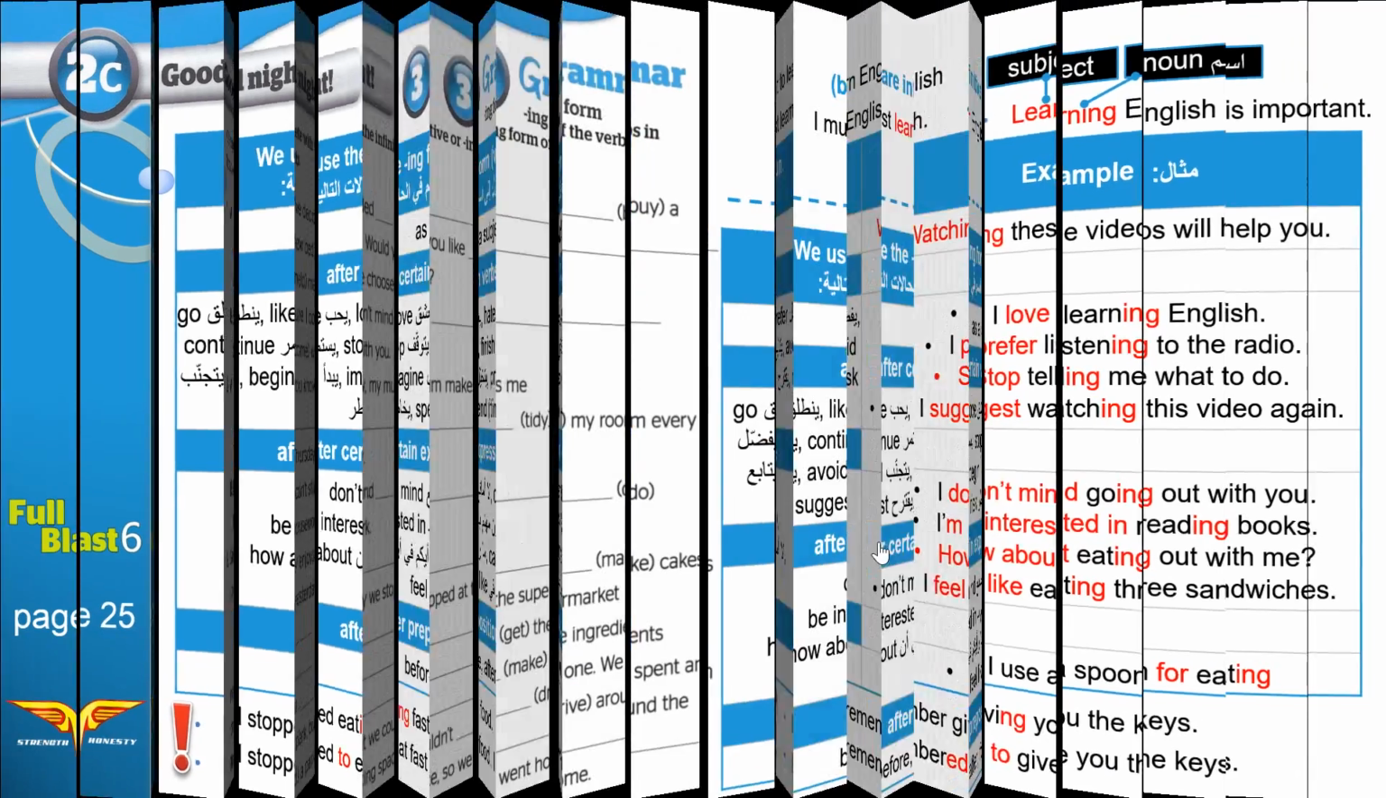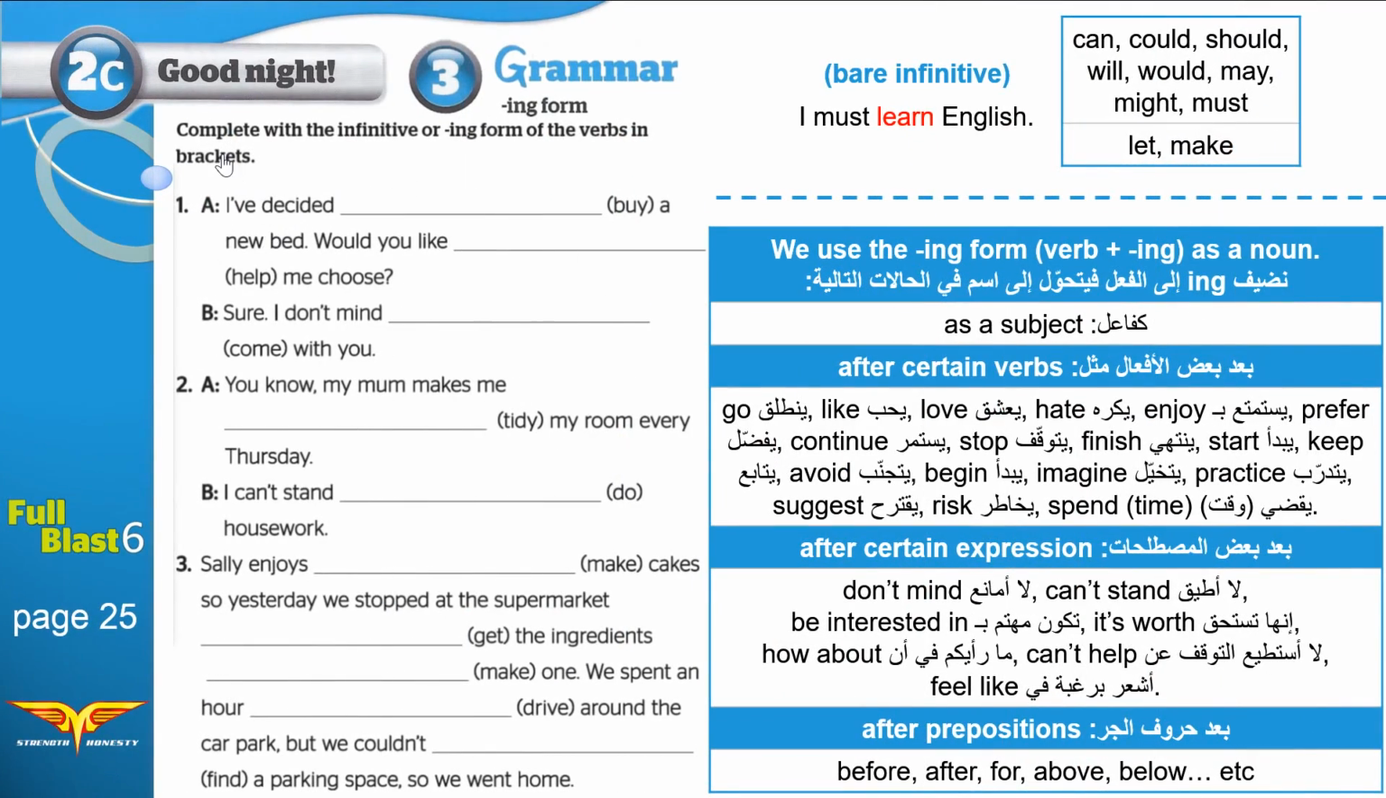Now let's move on and finish this exercise: complete with the infinitive or ing form of the verbs in brackets. I have this small table for you, which you have to memorize. You know memorize? That means you will have to put this table in your head. You must do that. There is no other way. If you want to get away with this exercise or any other exercise, you have to remember every verb in here and every verb in here.